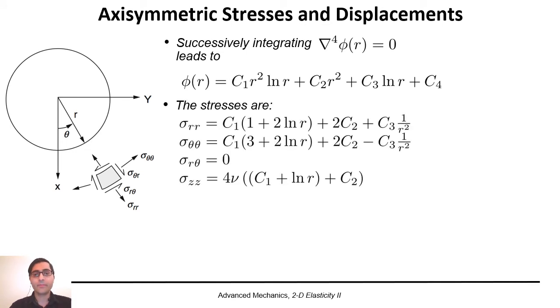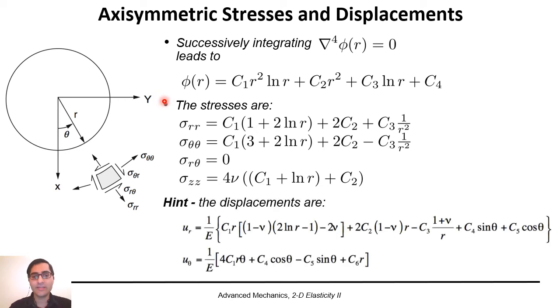In summary, successive integration of the compatibility equation gave us a proper form for a stress function phi. Then we substituted the stress function in the differential equations we had for stresses in cylindrical coordinates, and we found the stress elements as a function of the constants in the stress function.